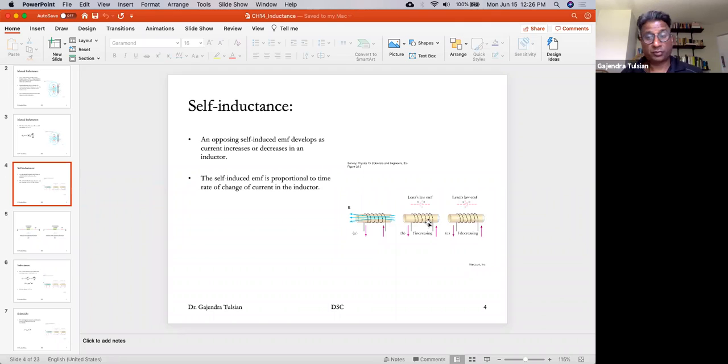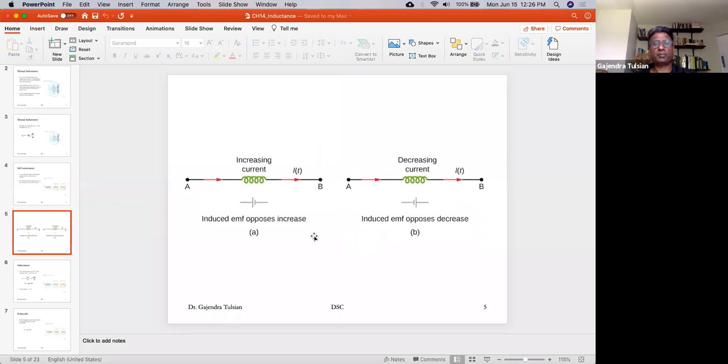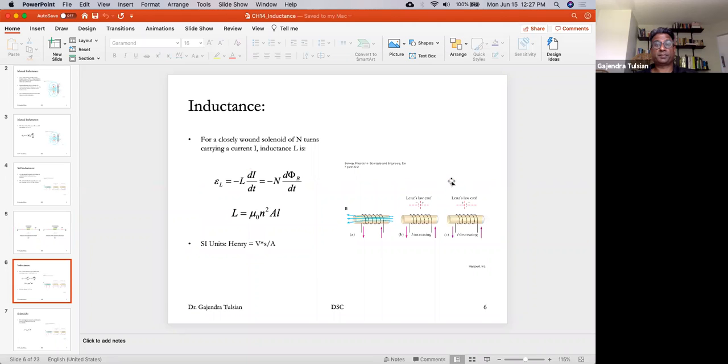So what you learned was if you wind up a wire in a solenoid, it acquires the property of fighting changes in currents. If you increase current, the solenoid will induce an EMF in the opposite direction. If you decrease current, it'll induce an EMF in the same direction as the current, trying to maintain that current constant.